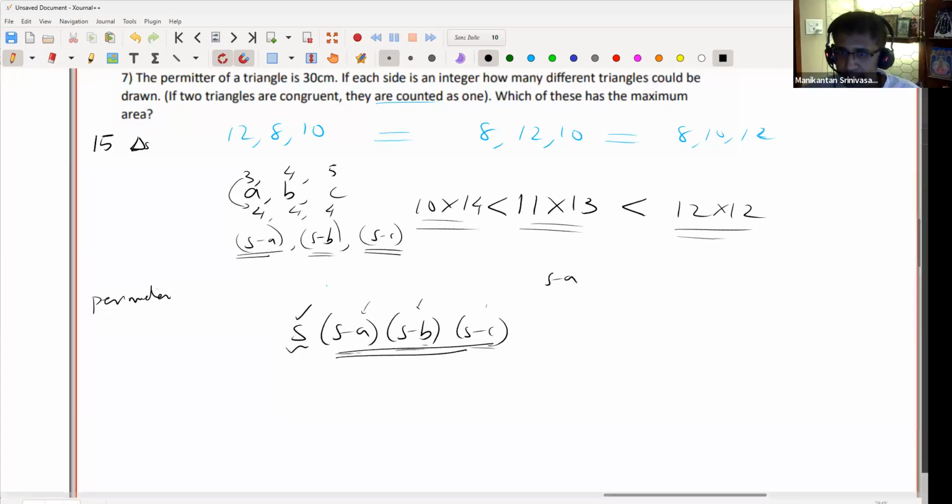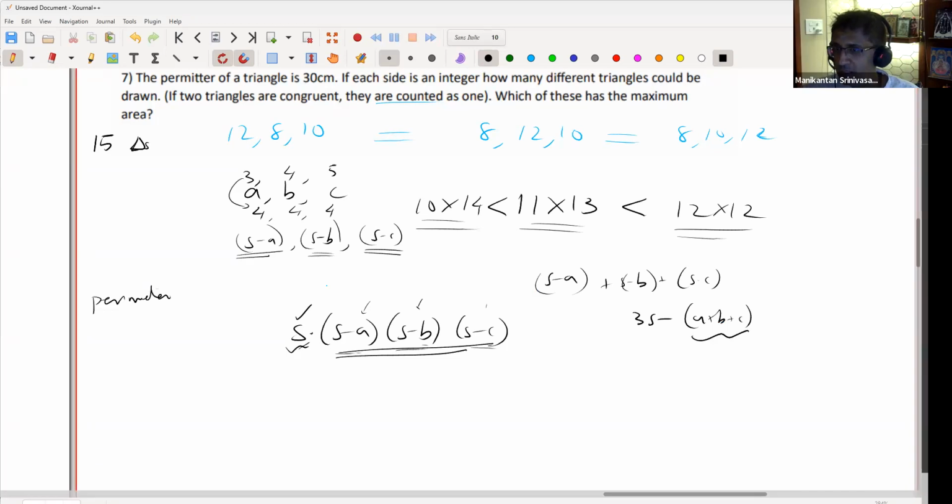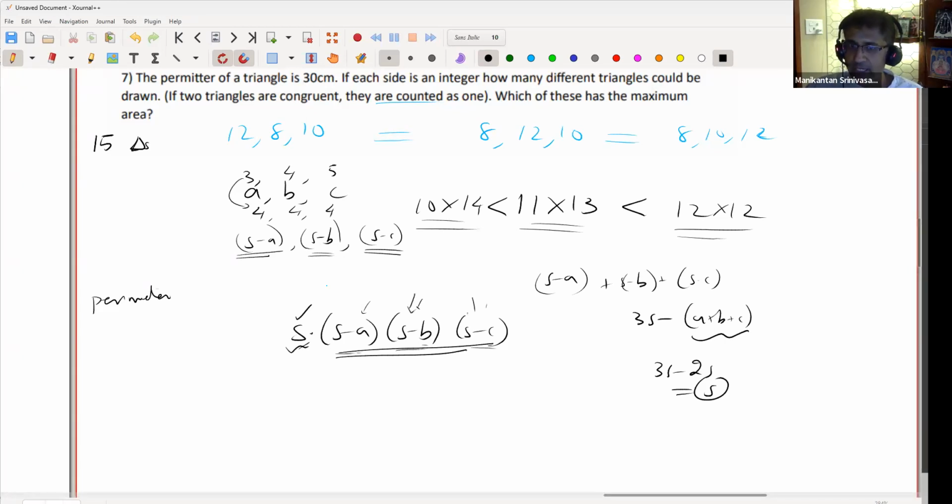If you look at S minus A, forget S for a second. This S is anyway a constant. If I add S minus A and S minus B and S minus C, what do I get? I get 3S minus (A plus B plus C). A plus B plus C is what? That's 2S. So 3S minus 2S is S, which is a constant, right? So for a given problem where the perimeter is constant, the closer we bring S minus A, S minus B, S minus C to each other, which means the closer we bring A, B, and C to each other, maximum area occurs. And therefore, equilateral triangle.